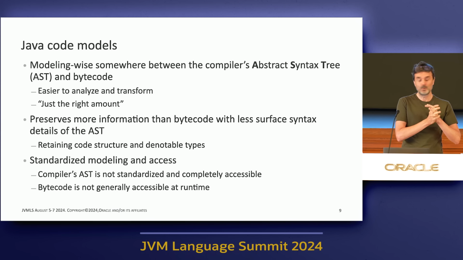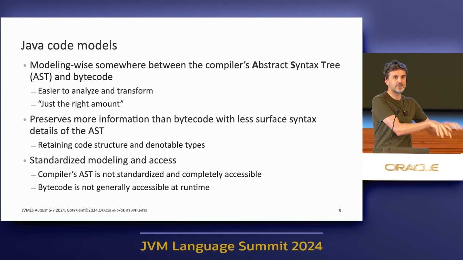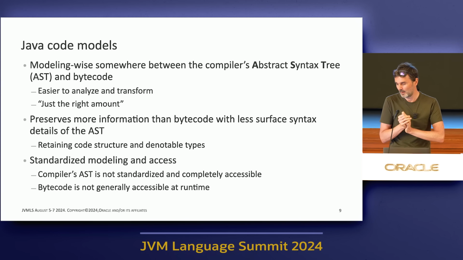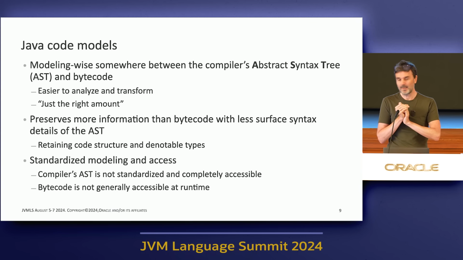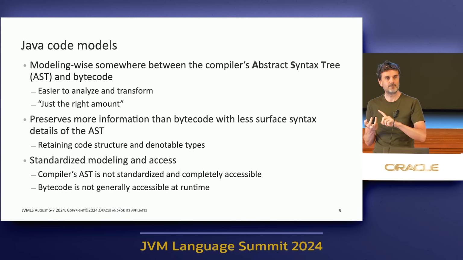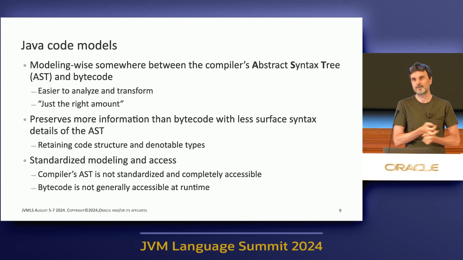So this model preserves more information than bytecode, but with less surface syntax details of the AST. So we strip out all of the details that aren't important and keep it to something that's relevant to the code. And the important thing here is we can standardize modeling and access. Bytecode access is not standardized. The AST of the compiler is not fully standardized either.